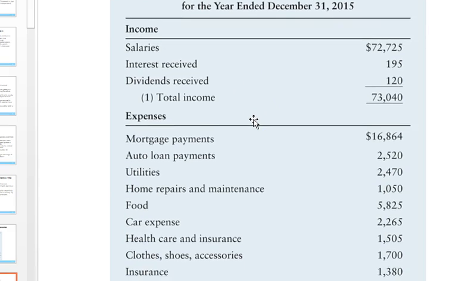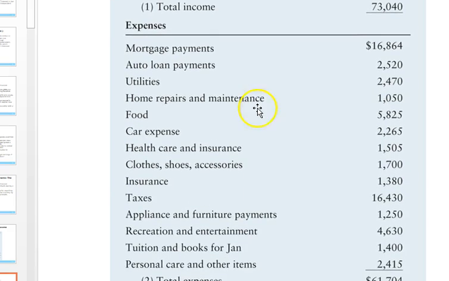So the mortgage is $16,000 a year. They must have a pretty big house. It's a nice size. Unless they live in Long Island, then it's a small house.